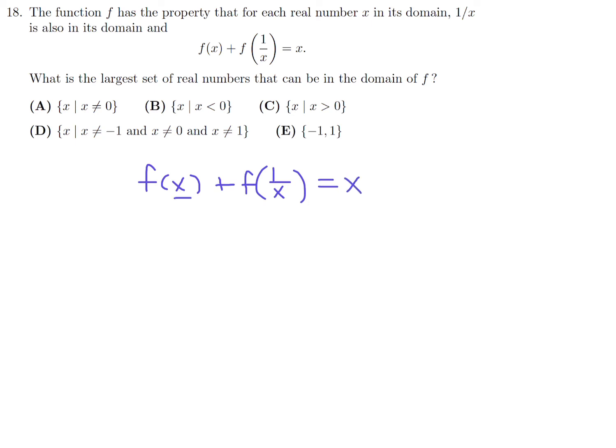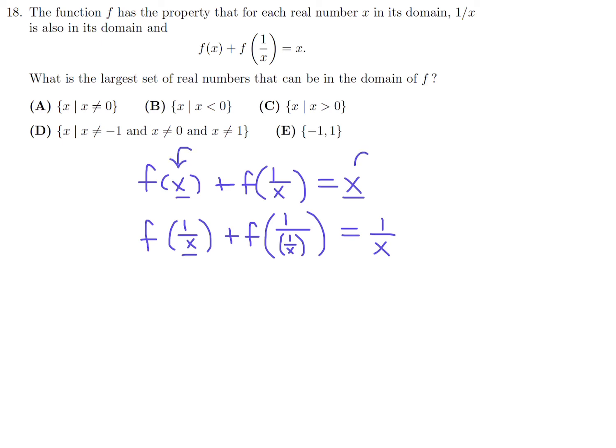Now, instead of x, I want to put 1 over x, because that is also in the domain. So I will put 1 over x instead of x, and here it'll be 1 over x. And therefore that must be, by our definition, equal to 1 over x. Correct? Because if I substitute x here, it's equal to x. So if I substitute 1 over x, it's got to equal 1 over x, just by the definition of that function.